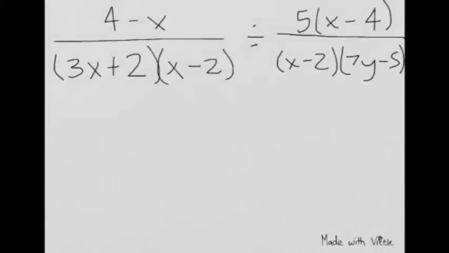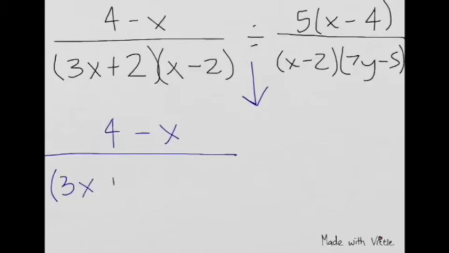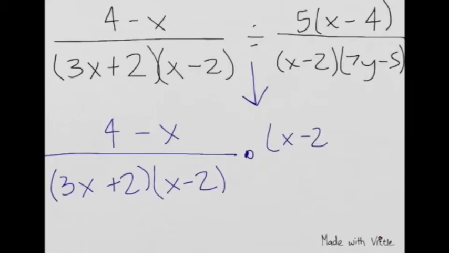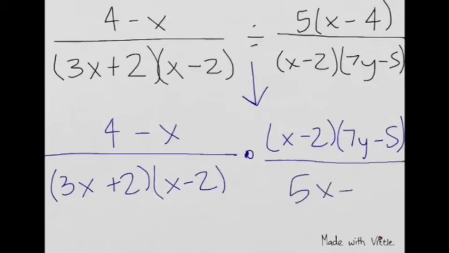Here's our first problem. When you're dividing rational expressions, think about it like you're dividing fractions. You have to multiply by the reciprocal, which means this problem is going to look like this. 4 minus x over 3x plus 2 times x minus 2 multiplied by x minus 2 times 7y minus 5 over 5x minus 4.